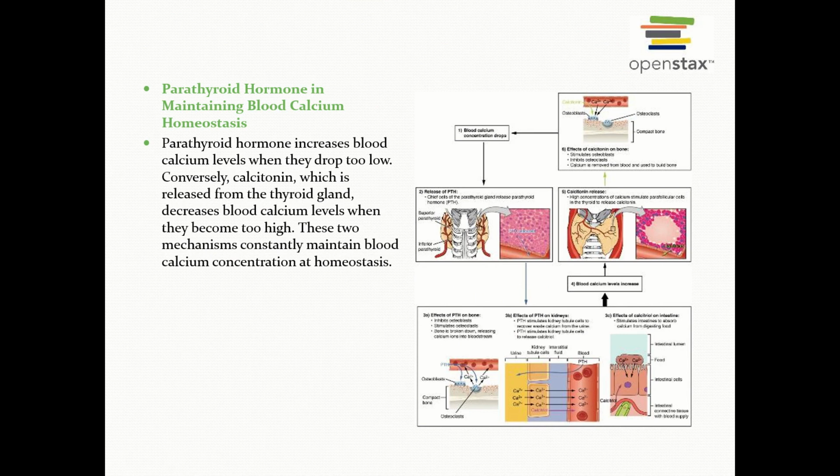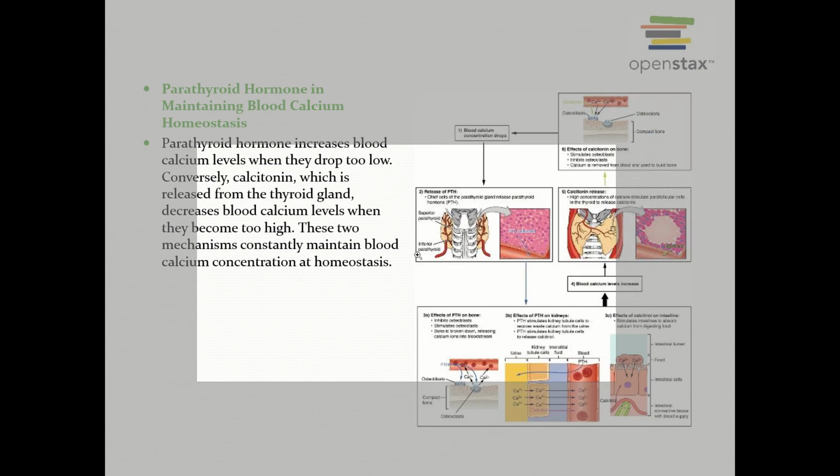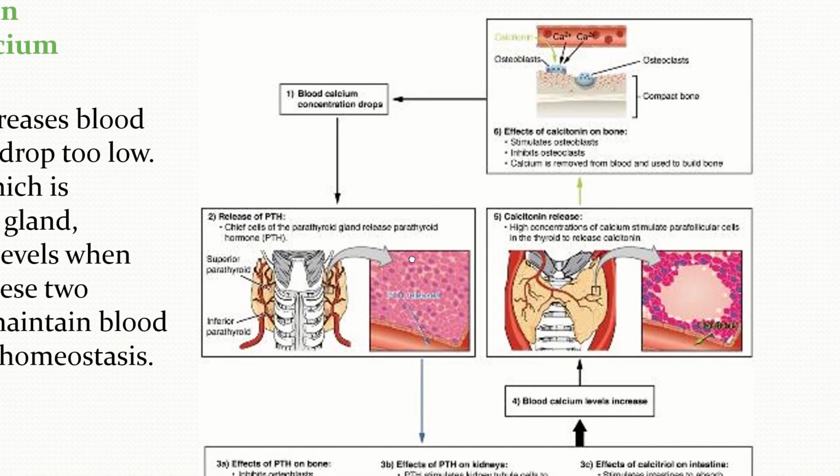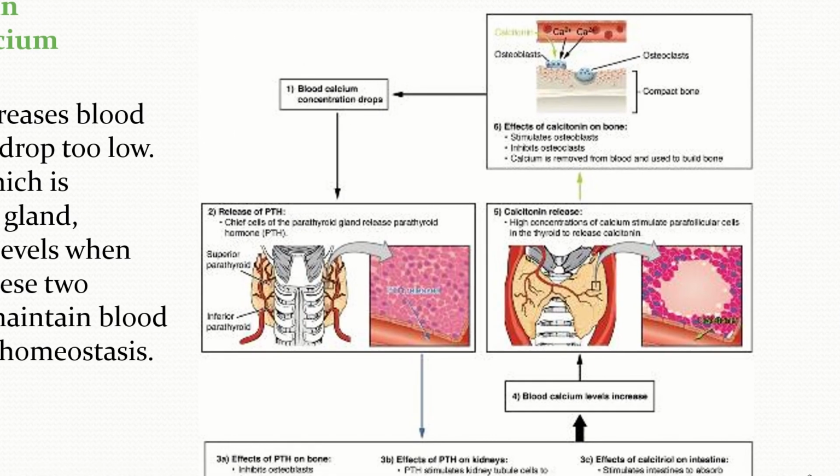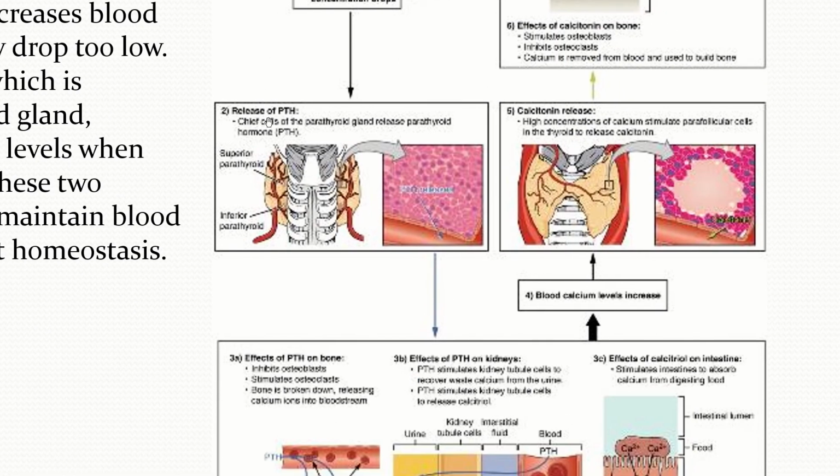Parathyroid hormone increases blood calcium levels when they drop too low. Conversely, calcitonin, which is released from the thyroid gland, decreases blood calcium levels when they become too high. These two mechanisms constantly maintain blood calcium concentration at homeostasis. If we look further, we can see here the stimulus is that blood calcium concentration drops. This causes the release of parathyroid hormone. Chief cells of the parathyroid gland release parathyroid hormone.